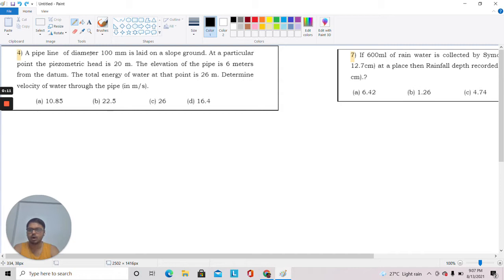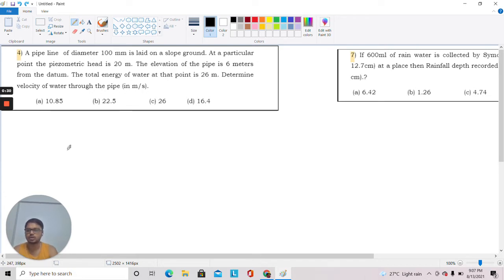A pipeline of diameter 100 mm is laid on a slope ground. At a particular point the piezometric head is 20 meters. The elevation of the pipe is 6 meters from the datum. The total energy of water at that point is 26 meters. Determine the velocity of water through the pipe in meters per second.